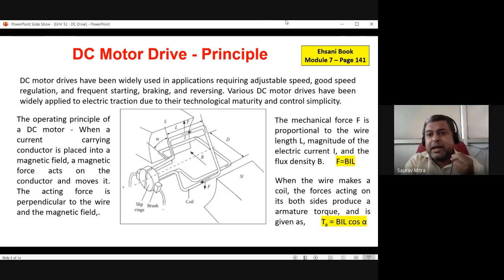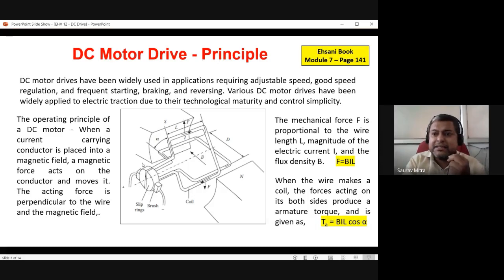What is alpha? Alpha is nothing but the angle between the armature conductor and the flux, whenever the armature conductor is rotating. The fluxes are produced from north to south horizontally, and this alpha keeps on changing as the armature keeps on rotating. That means the torque also keeps on changing for one set of conductor, and there are many sets of conductors.